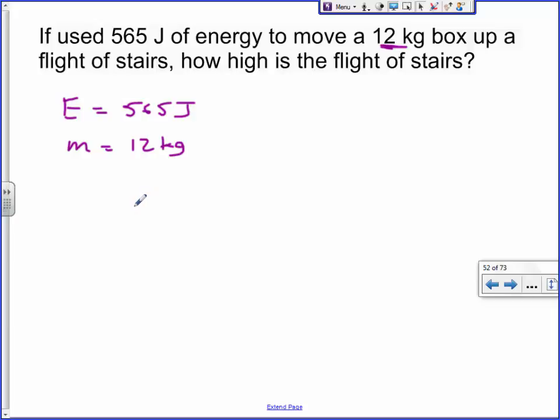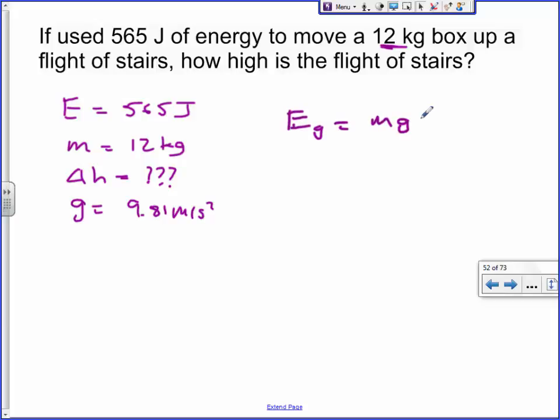What are we looking for? A height. Yeah, we need to know our change in height. There's actually one piece of information that's kind of implied: gravity. Gravity is always 9.81 meters per second squared. Basically just throw them right in the formula. Your energy due to gravity will be equal to your mass times gravity times however high you go.